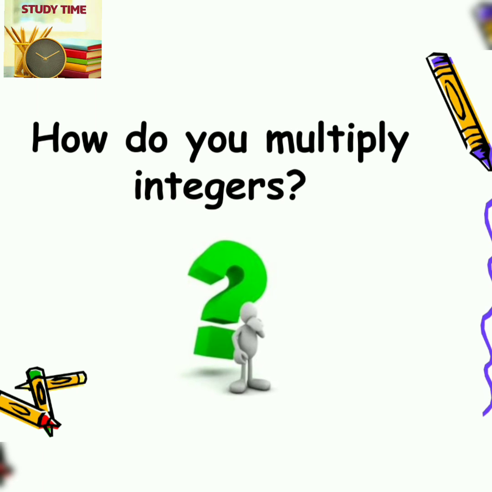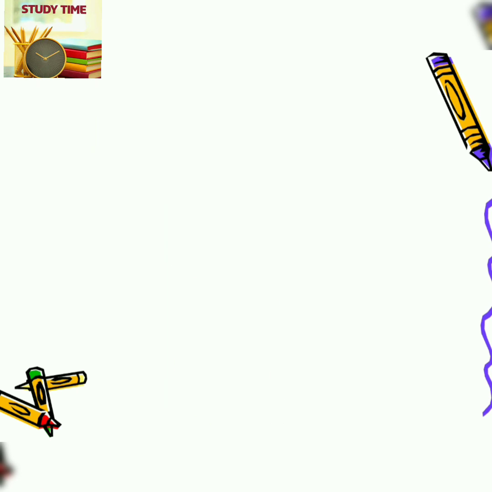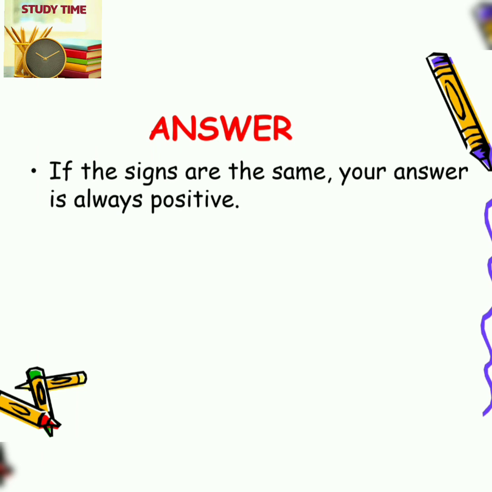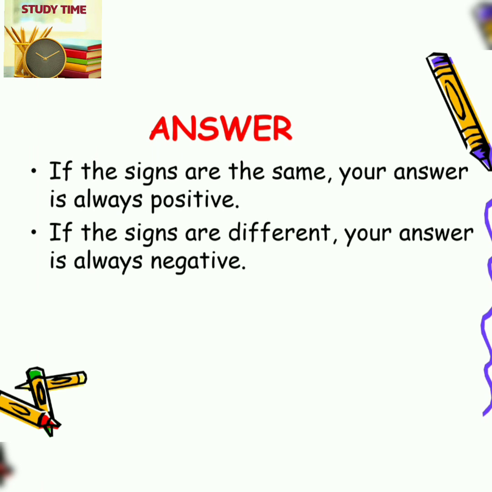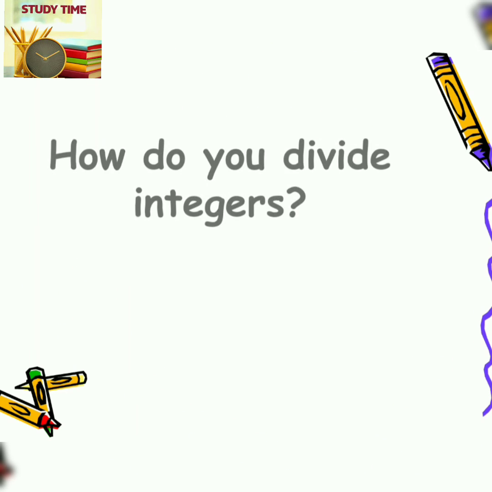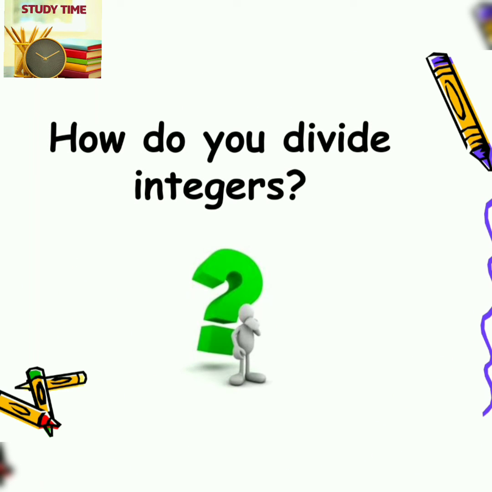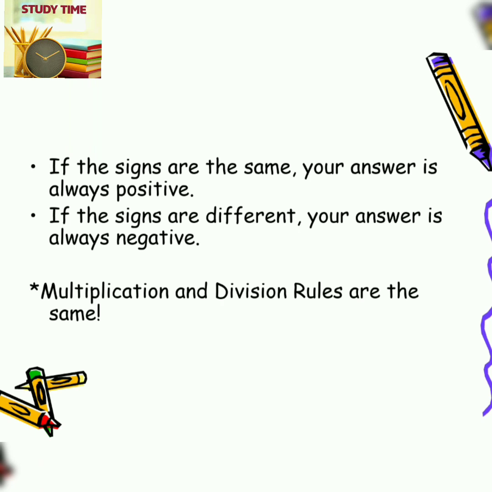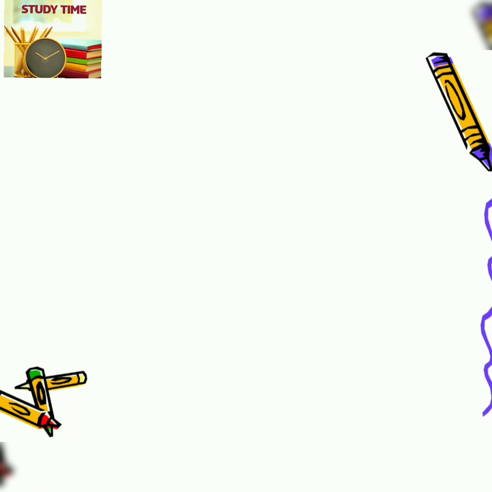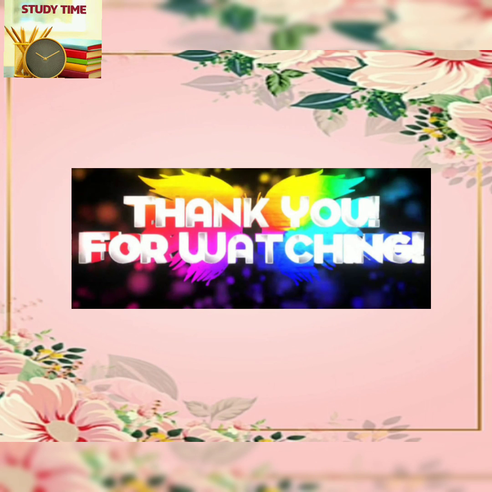Next question, how do you multiply integers? If the signs are the same, your answer is always positive. If the signs are different, your answer is always negative. Next question, how do you divide integers? Answer will be, if the signs are the same, your answer is always positive. If the signs are different, your answer is always negative. Multiplication and division rules are the same. So the chapter introduction part is completed.